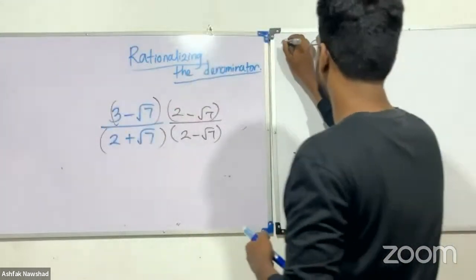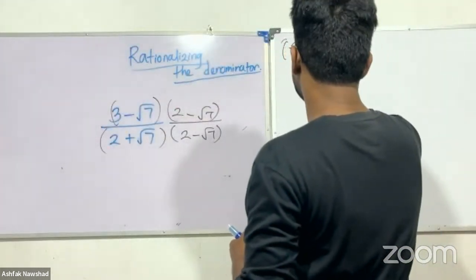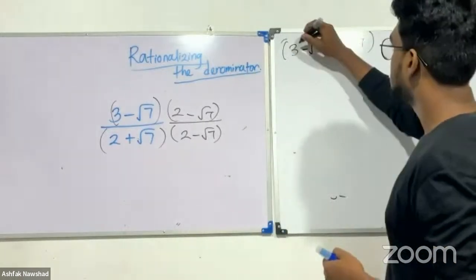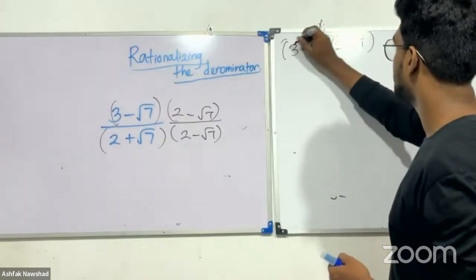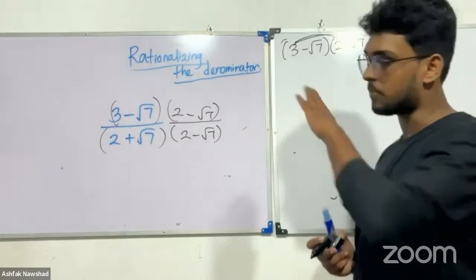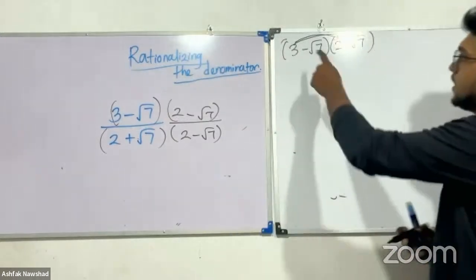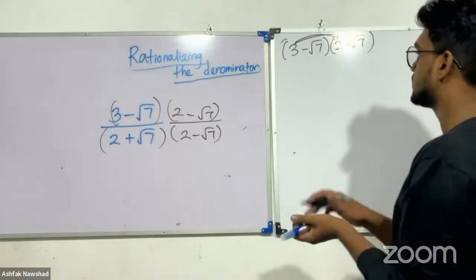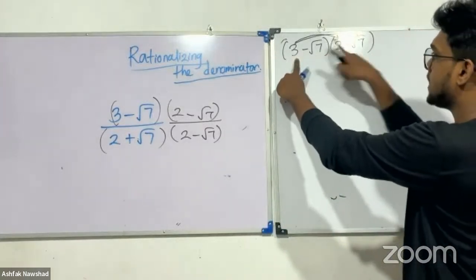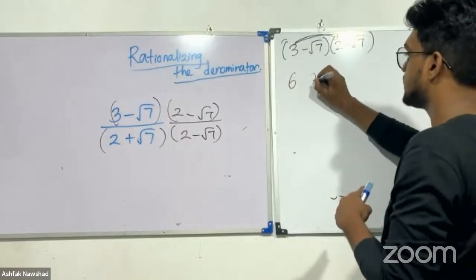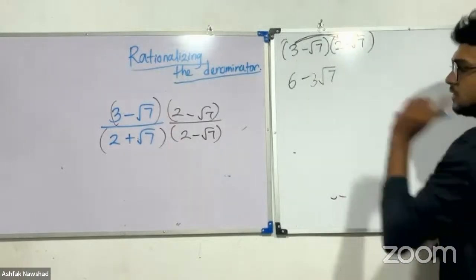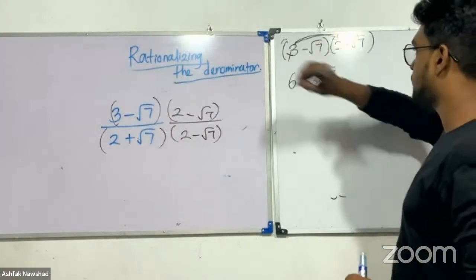I'll multiply this here. 3 minus root 7, 2 minus root 7. Let's multiply the numerator. First, we have to multiply by 3. If you didn't understand, just tell me and stop me. I'll just repeat. 3 times 2 is 6. 3 times root 7 is 3 root 7. But it is minus, no? Plus and minus, minus. The job of 3 is done.